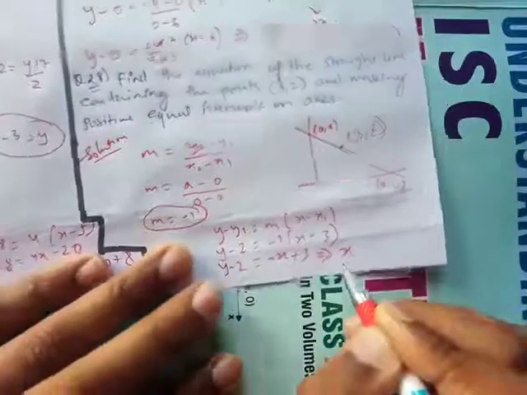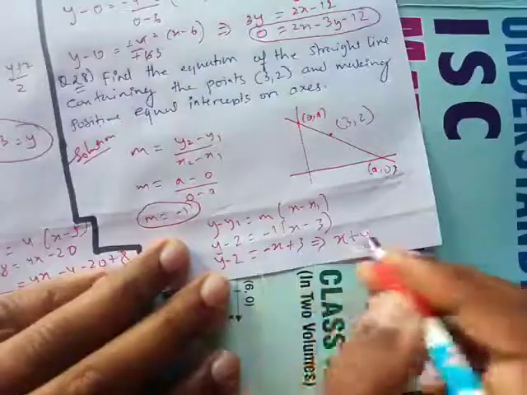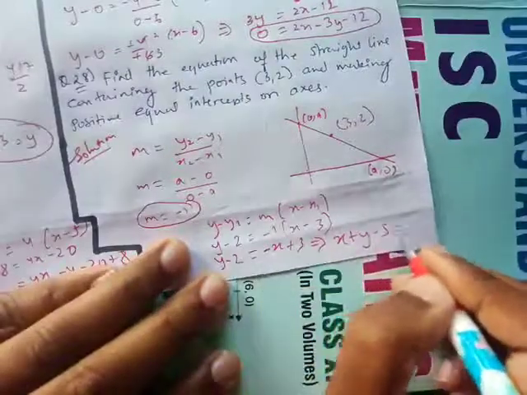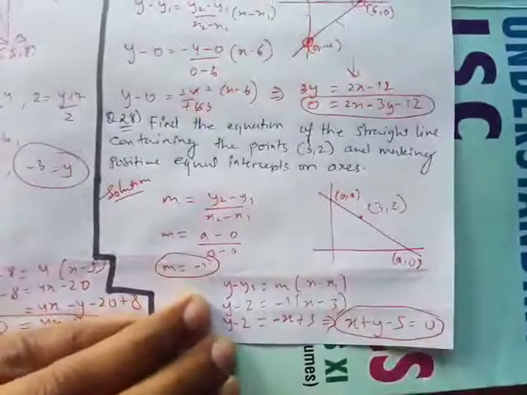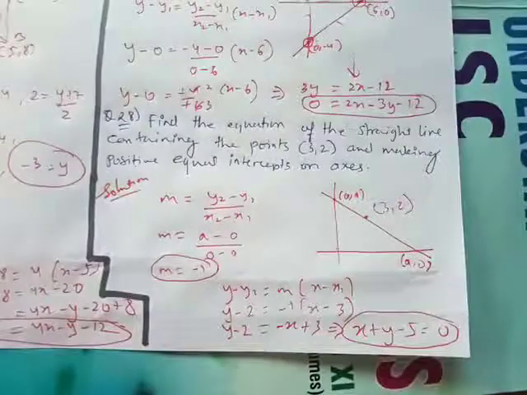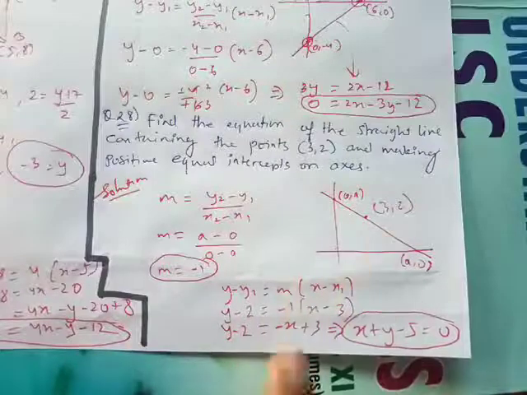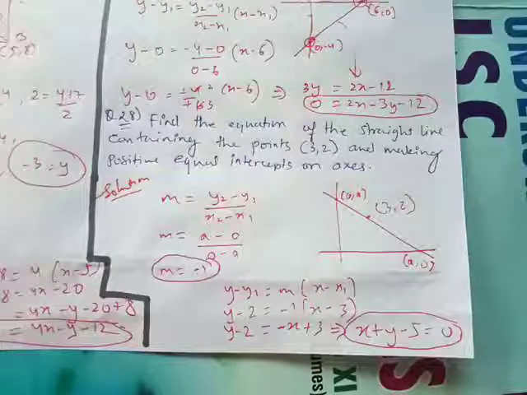I'll shift x to this side, y is already on that side, and -2 is there, 3 comes over and becomes -5, equals 0. So this is the equation. Are you guys getting it? So I found m, and then I was able to use this point and make the formula. I already know the formula, and then I was able to put the values in the formula.